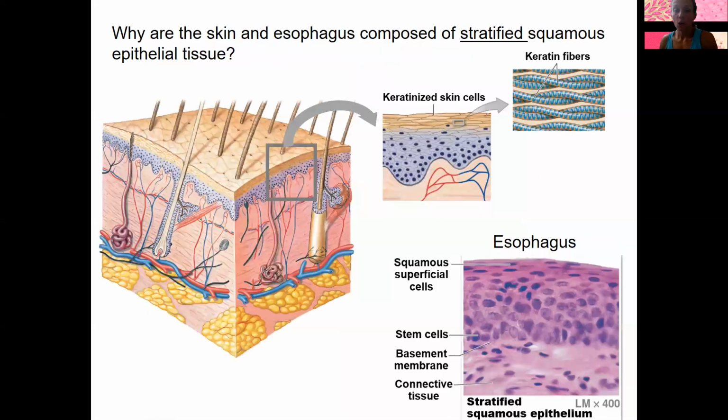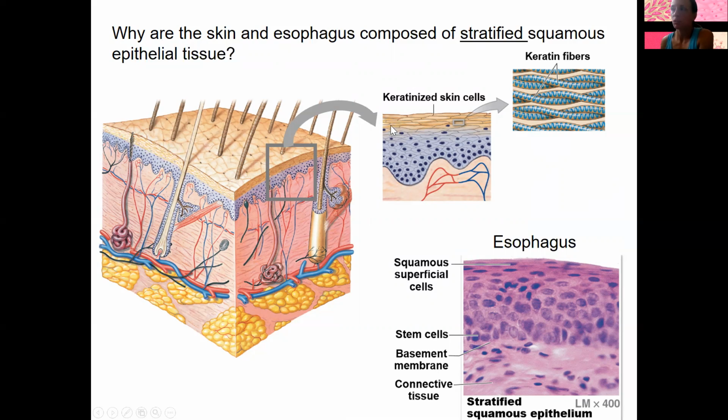On the other hand, why are the skin and esophagus composed of stratified squamous epithelial tissue? I think you know already, it is for protection. So the skin itself is an organ. We're talking about skin next week, but the top layer is made of epithelial cells, stratified squamous. So that's this layer right up here. So the top layer of the skin, the epidermis, which is often what we think of as the skin, is all stratified squamous. It's actually keratinized.